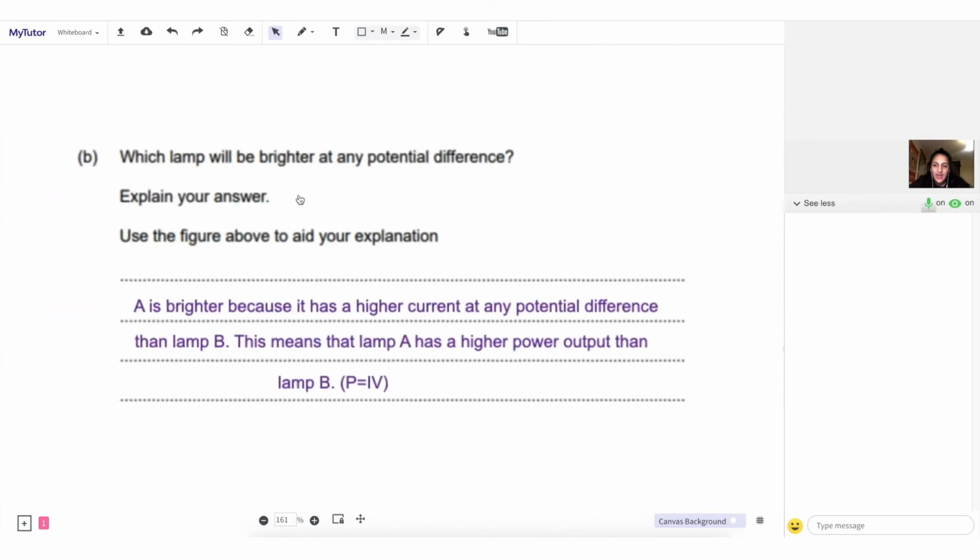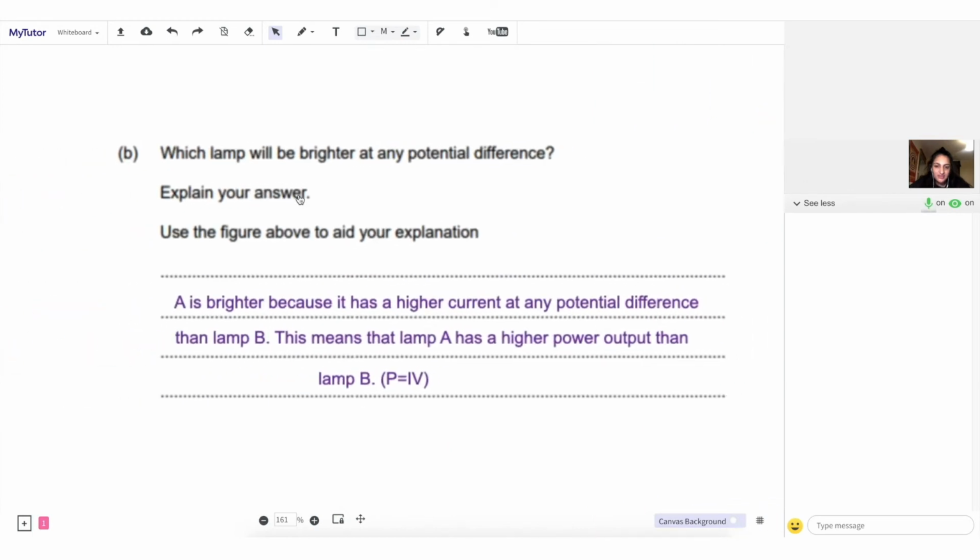If lamp A has a higher current, then that means it has a higher power output and is therefore brighter. We can also see this in our equation for power, which is current times potential difference. So if current goes up, that means power must also go up, and therefore lamp A is brighter.